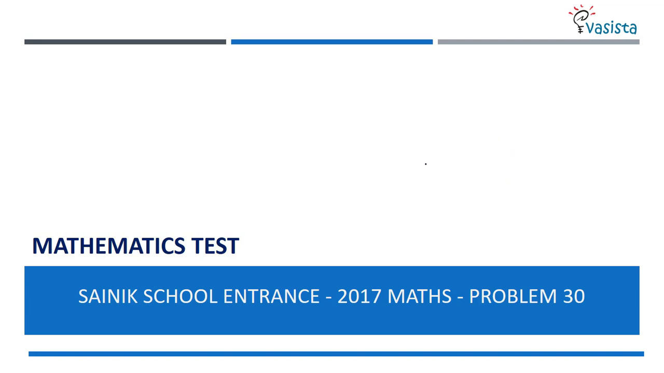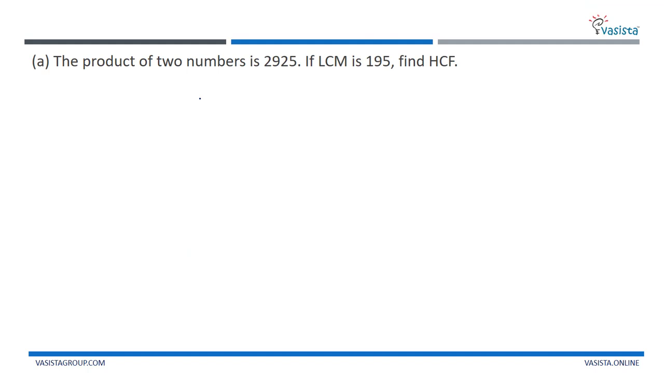Fine, let us go with the 30th problem. This is the last one. Let us solve this. The product of two numbers is 2925. If LCM is 195, find the HCF.